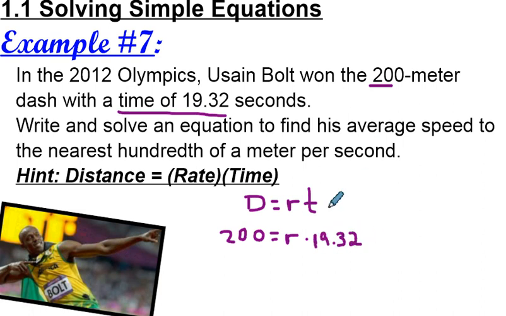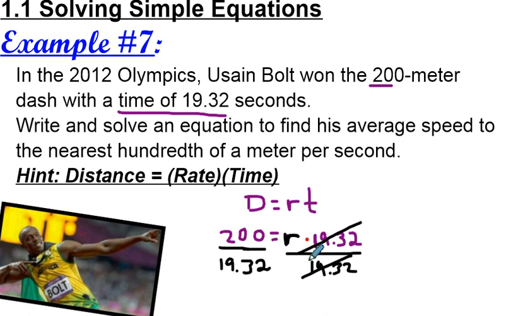And then just like all of the other problems, we need to solve the equation because it says write and solve an equation to find the average speed or rate, so we're trying to solve for r. So all we have to do is use the inverse operation of multiplication, which, as we've said already, is division. So we're going to divide both sides by 19.32. Anything you do to one side of an equation, you must do to the other. And again, we create a 1. Any number divided by itself is 1, so that will cancel out. 1r is the same thing as r, so I'll put equals r.